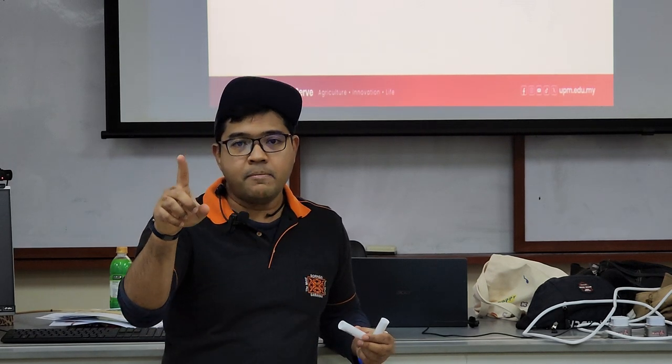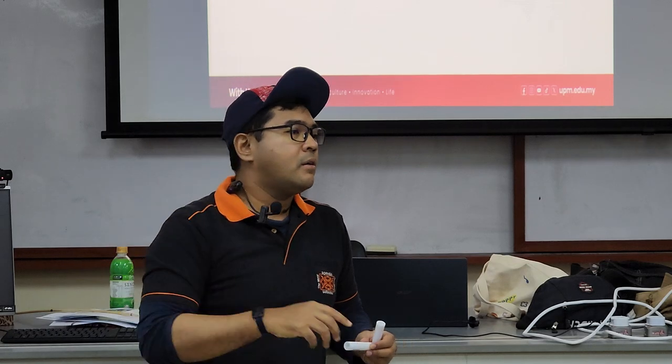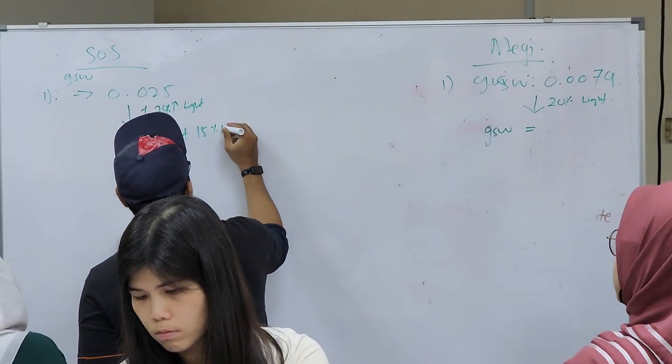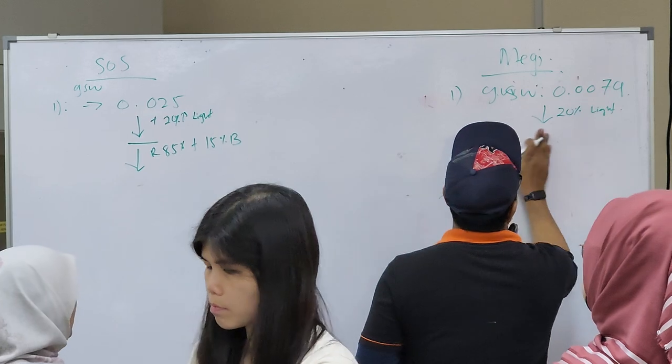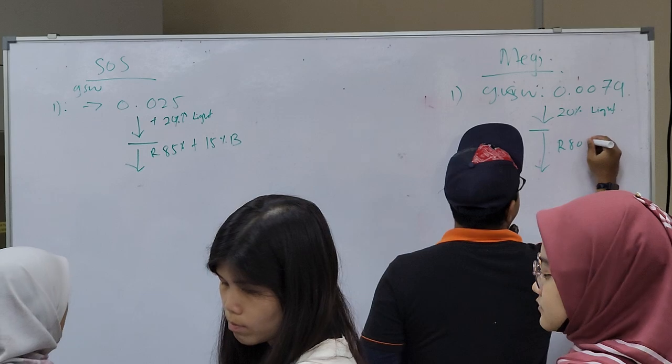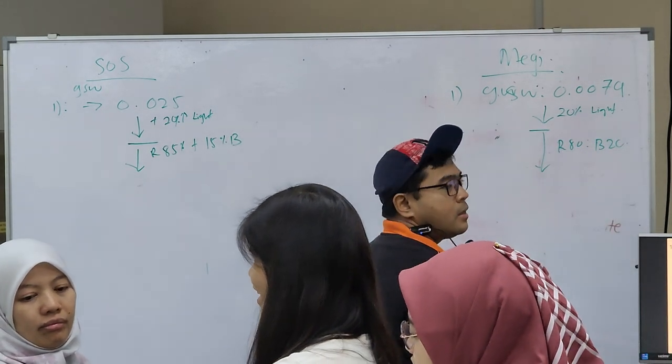Pergi kat environment, pergi kat light tu balik, tengok the light setting. Sini, berapa? 10. Alright. Change it now to 85% red, 15% blue. So, kita tukar sekarang. 85% red, tambah 15% blue. Sama kat sini. Red 80%, blue 20%. Okay.